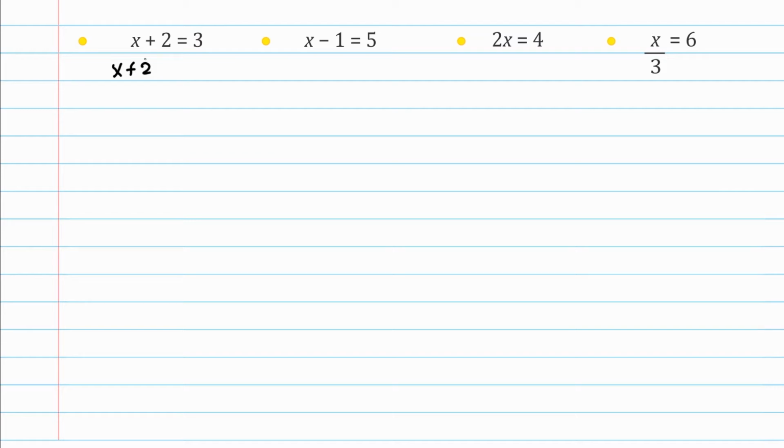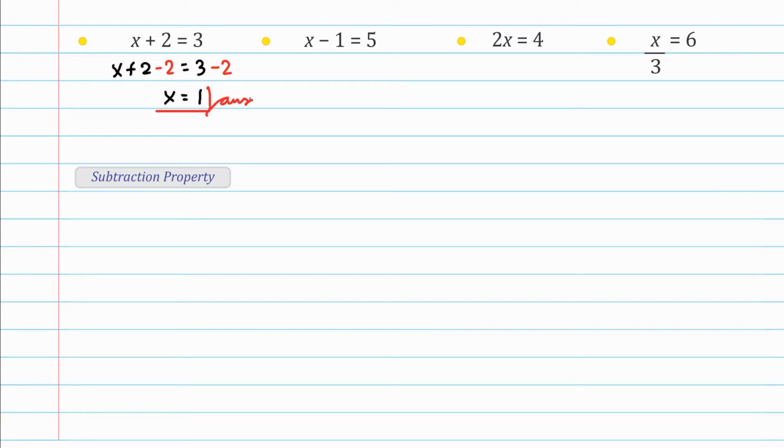Now, to remove plus 2, we have to counteract it. So, what is the opposite of plus 2 to counteract? Minus 2. Now, you did minus 2 to the left. Para equal pa rin, we have to do minus 2 to the right as well. And that is by using the subtraction property of equality. Now, therefore, on the left side, we only have x left. And on the right, simplify 3 minus 2 is 1. And there you have it. That's how you solve for x.